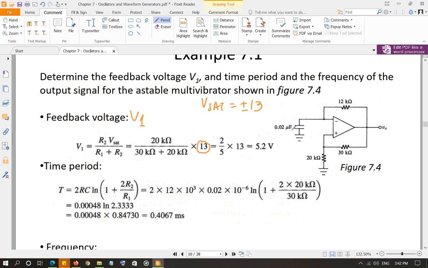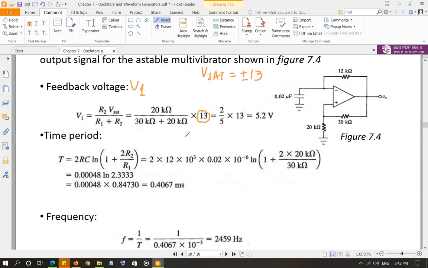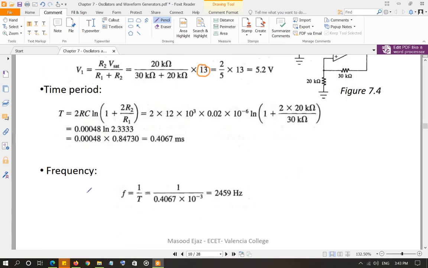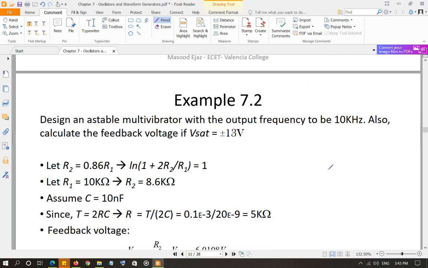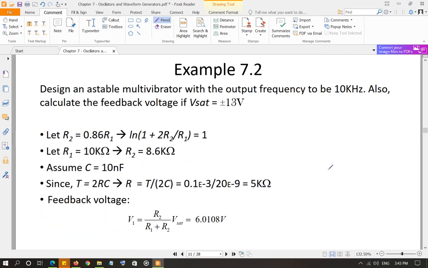So anytime your capacitor voltage exceeds 5.2 volt, the output will switch to negative V saturation, and as long as the capacitor voltage is less than 5.2 volt, the output will be positive saturation. Time period, again we calculate using the equation that we have above, simply put down the values, calculate the time period, and of course the output frequency will be 1 over time period. And look at this example.